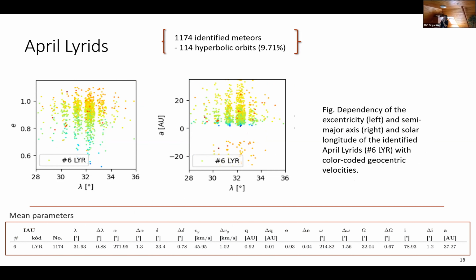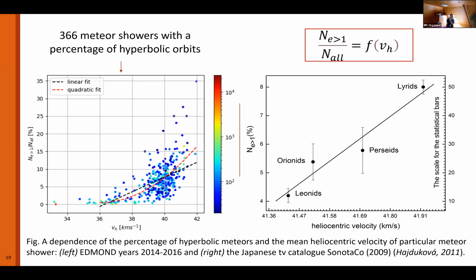Particularly, I want to look at the hyperbolic orbits. There are actually 10% of the meteors in the Lyrids which have hyperbolic orbits, and those are of course errors. Those 10% don't seem to affect the calculated mean parameters, but let's take a closer look.